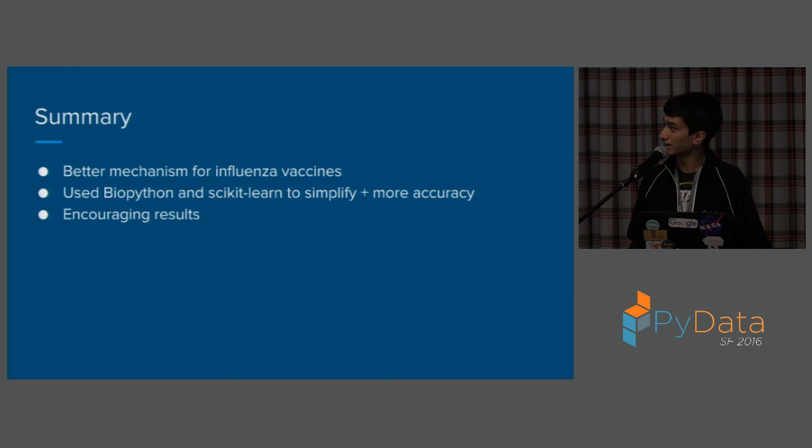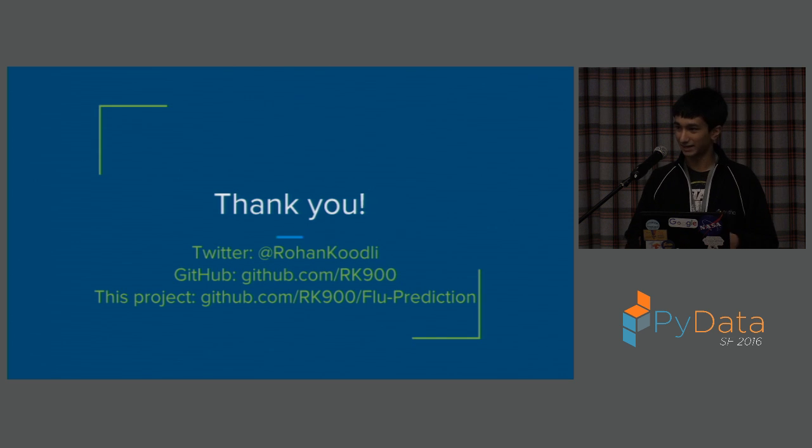So in sum, I wanted to create a better mechanism to create influenza vaccines, and I used Biopython and scikit-learn to simplify my data analyses and also help me improve my accuracy. And the results look very encouraging, and I am continuing this work with researchers on the East Coast. Now I'll take any questions as well as suggestions, because I'm still new to this whole Python machine learning, so any input that you have is greatly appreciated, and you can see this project at this link. So thank you very much.